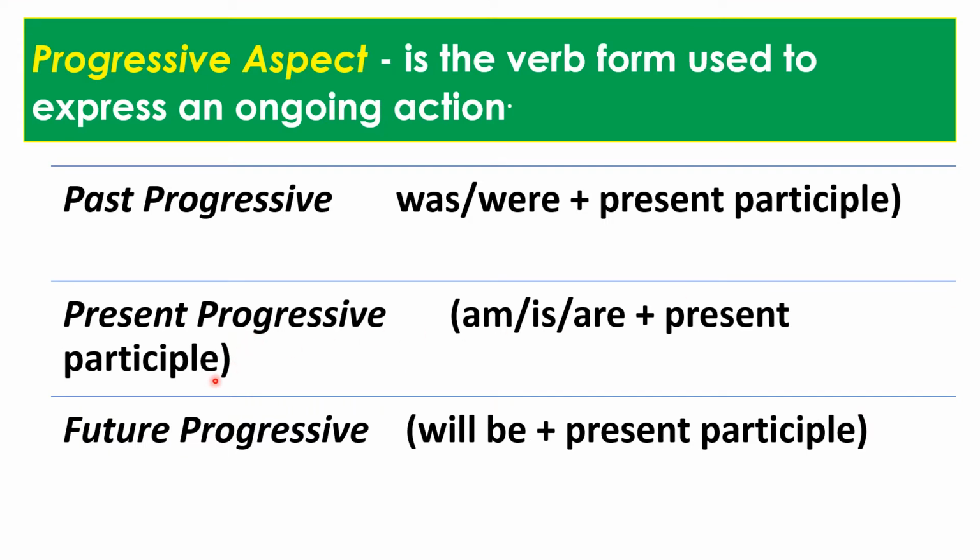For the progressive aspect, it is the verb form used to express an ongoing action. So for the past progressive, we are going to use was for singular subject, were for plural subject, plus the present participle of the verb. For present progressive aspect, we are going to use am, is, or are, depending on our subject, plus the present participle of the verb. And for the future progressive, we are going to use will be plus the present participle of the verb.